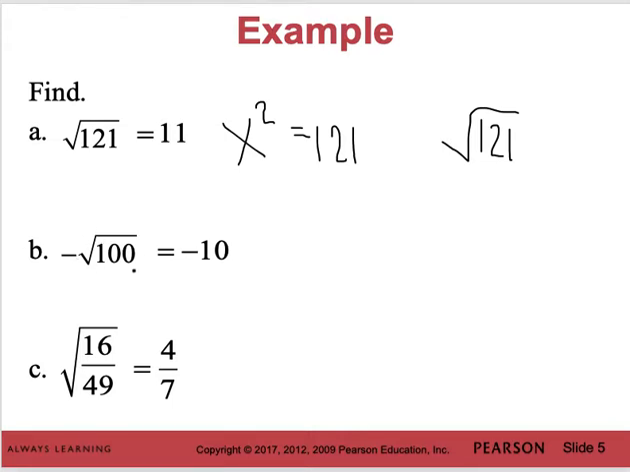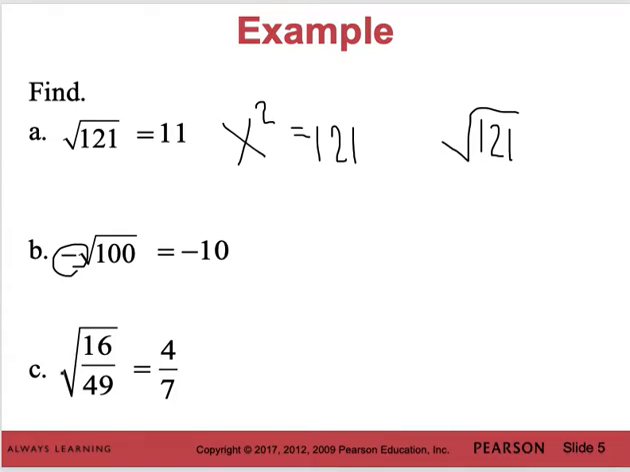Then in this case, B, we're asked to find the square root, but then take the negative value of it. So it's not the principal positive. 10 times 10 is 100, but then we're making that value negative. So negative 10 is our answer.